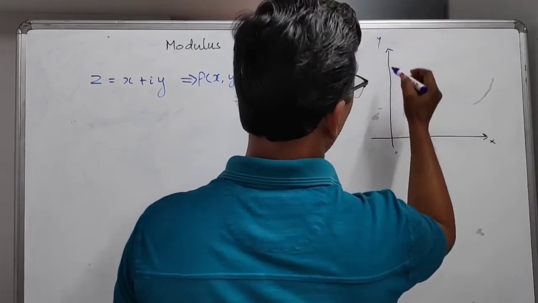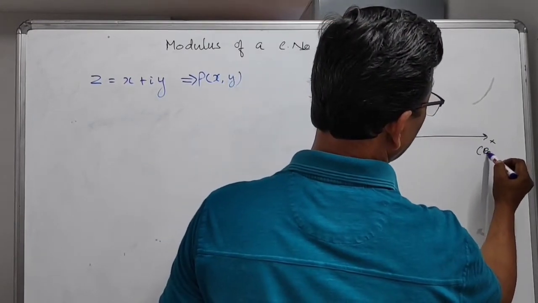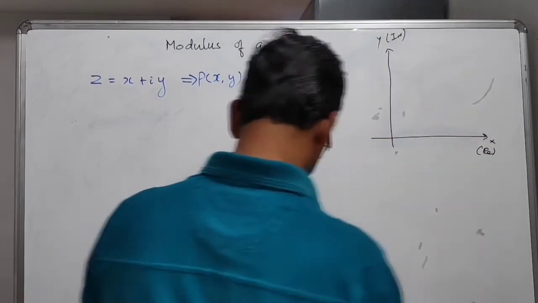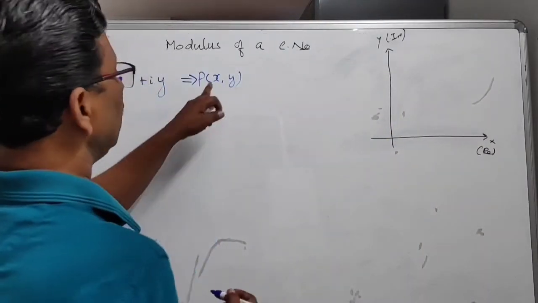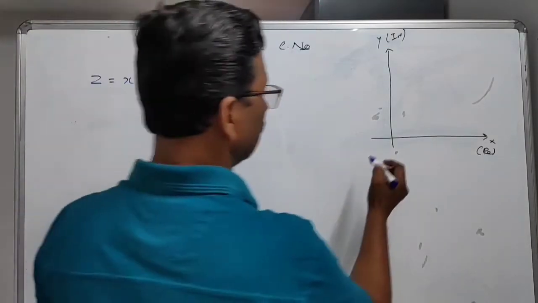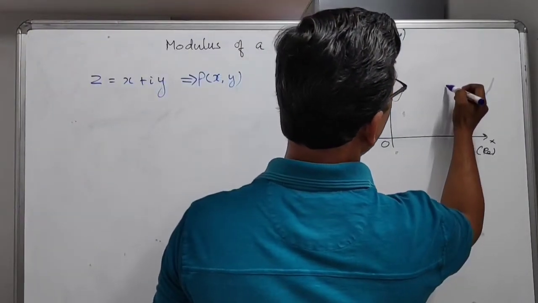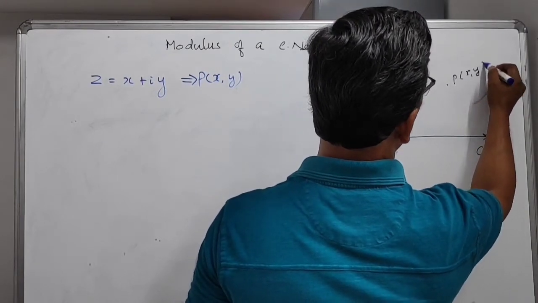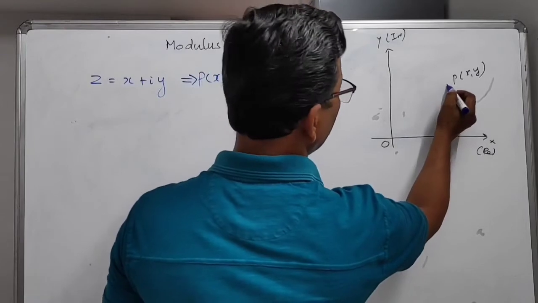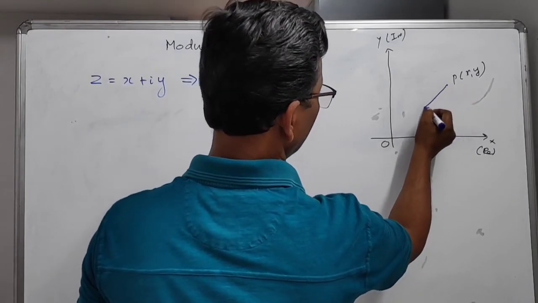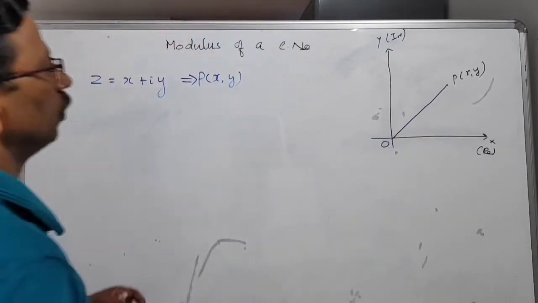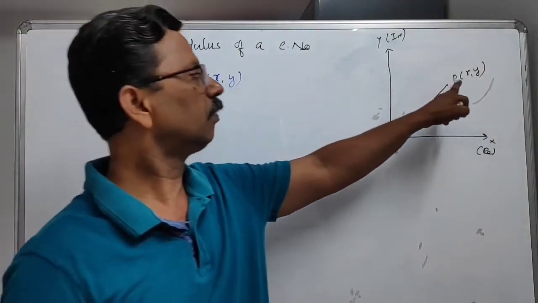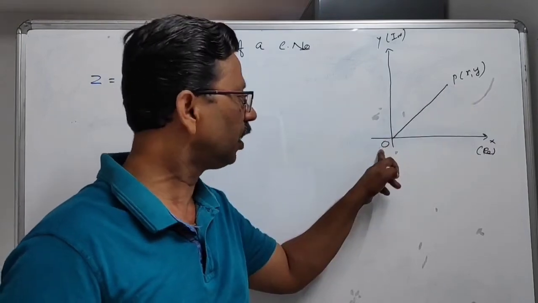This is the x-axis and the y-axis. X is nothing but the real axis, and this is the imaginary axis. Now we are going to plot this point P of x, y in the complex plane. This is the origin, and this is the point P of x comma y. Now you join these two points, P and O. The modulus of the complex number is nothing but the distance of this point P from the origin.